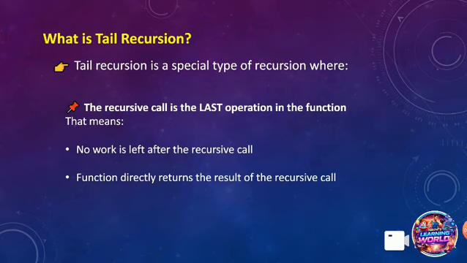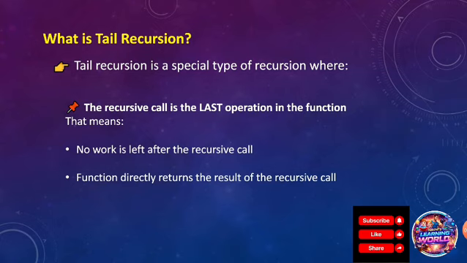Now, here is the problem. What if I tell you that normal recursion can actually crash your program? If your recursion goes too deep, your application can throw a stack overflow error. So that's exactly where tail recursion comes in.